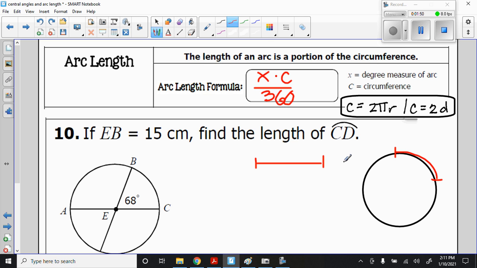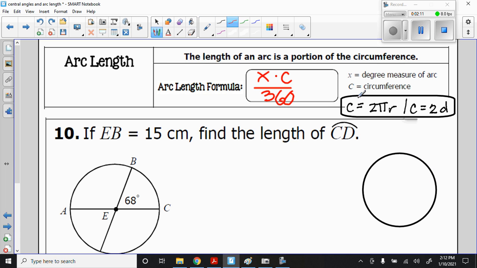So that would be the measure of an arc length versus the measure of an arc measurement, like measure versus length. It gets a little complicated, but bear with me. We're going to do some examples. I'm going to do my best to help you.